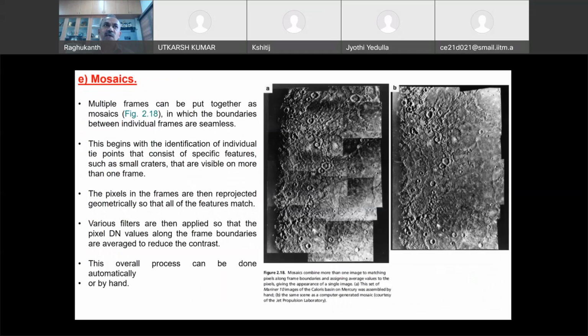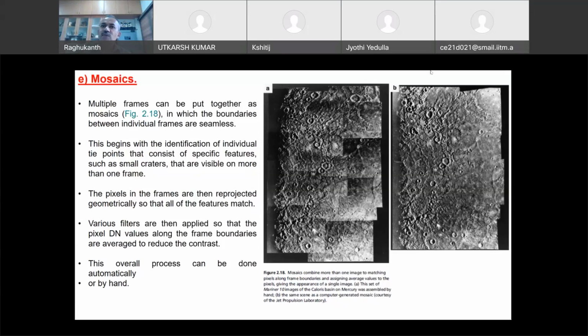And then mosaics basically. What do you mean by mosaic? This is a very famous word, right? When you are doing image processing, it's very important. Mosaic means overlapping. You cannot take a single photograph of the entire moon in one go. So you take photographs of a region, and then you have to join them. So the multiple frames are joined.